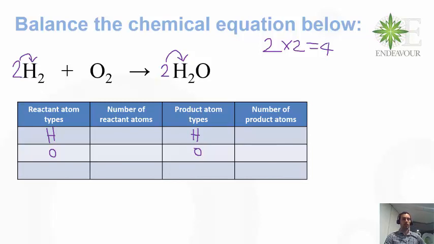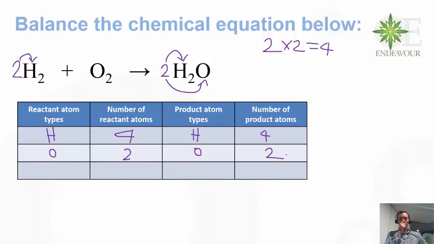And now let's count the number of each type of atom. So for hydrogen, we've got 2 lots of 2 hydrogen atoms, which equals 4. We've got O2, telling us that there's 2 oxygen atoms. And in water, the 2 out the front here will be times by both atom types. So for hydrogen, 2 times 2 hydrogen atoms, which equals 4. And for oxygen, 2 times 1 oxygen atom, which equals 2.